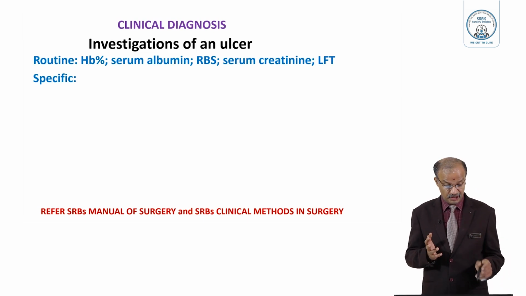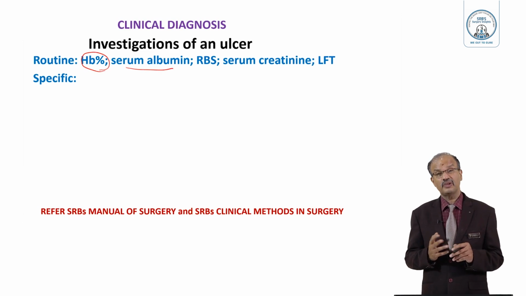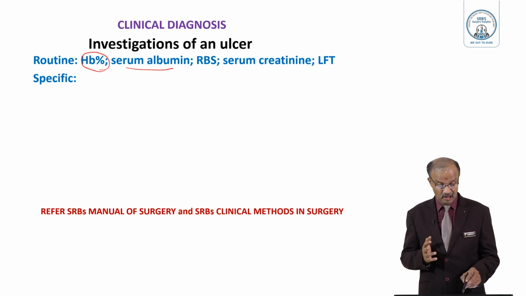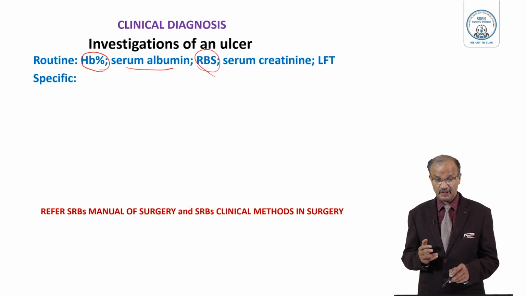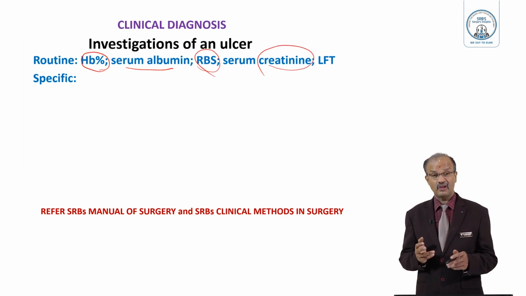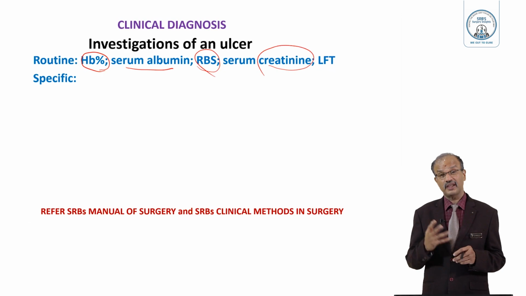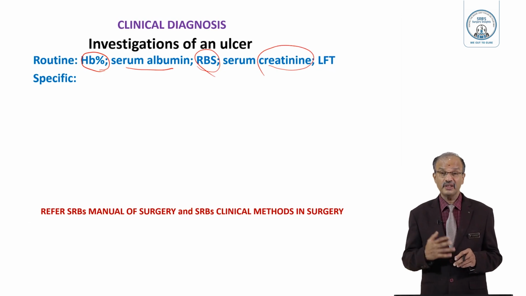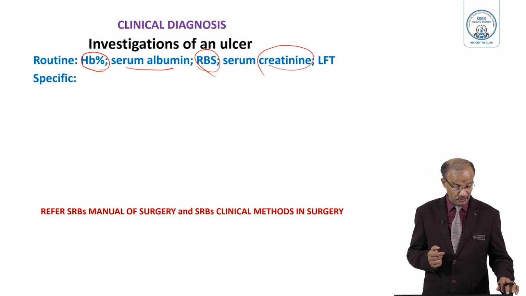Routine investigation: HB is important because healing will be delayed. Albumin, HB less than 8 gram %, healing will not occur. Albumin less than 3 gram %, healing will not occur. Blood sugar is important in a diabetic patient. Creatinine: if there is chronic kidney disease in a diabetic patient, again healing will be hampered. Altered liver function, again healing will be a problem. So these are very important even though they are routine.